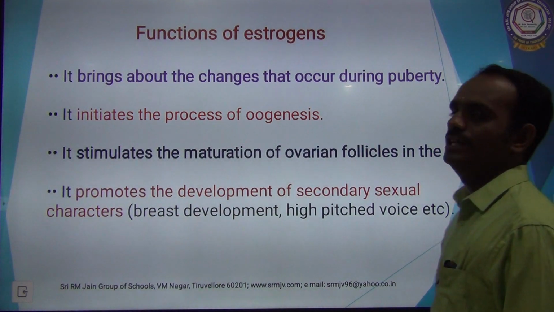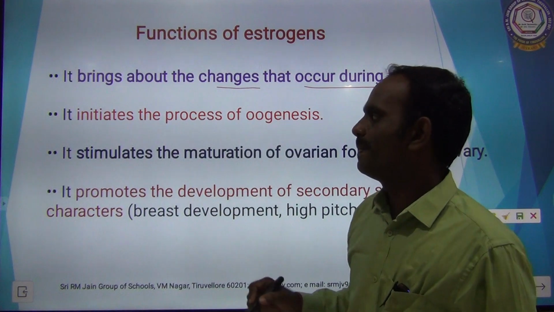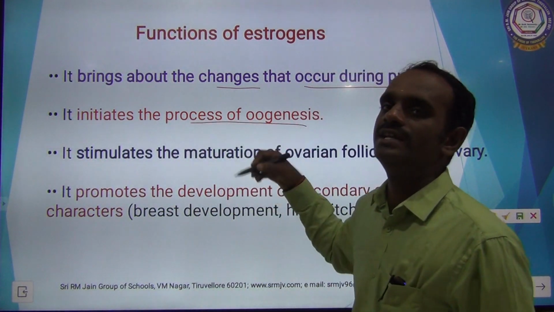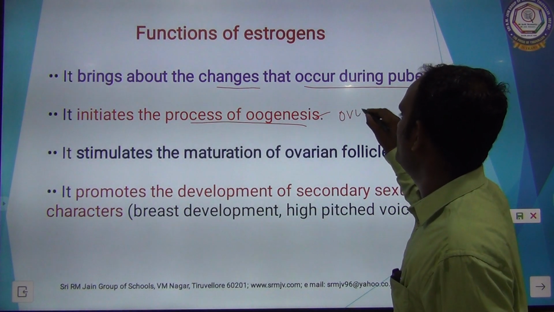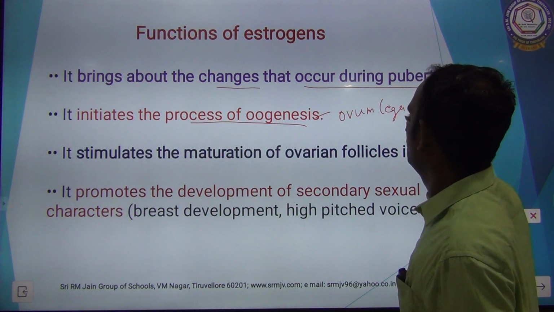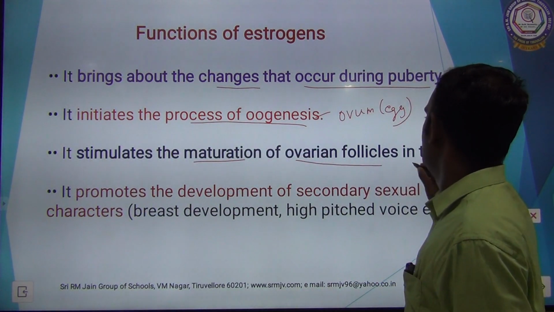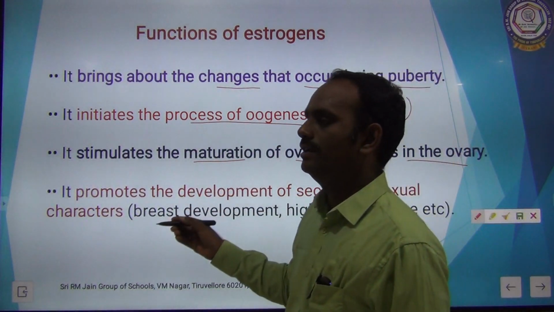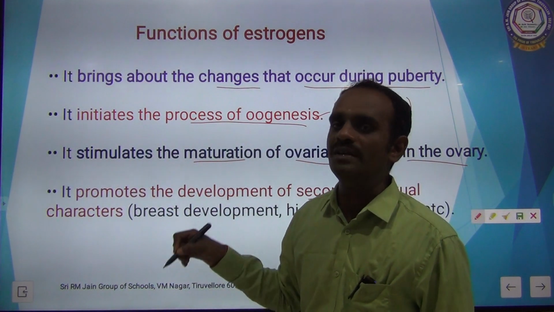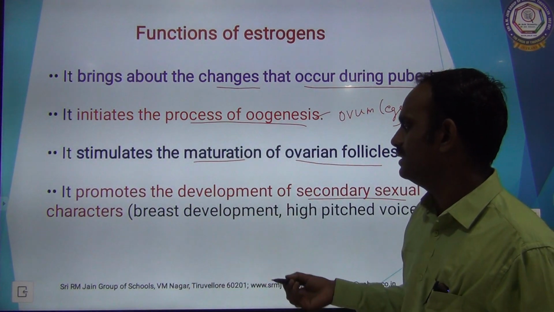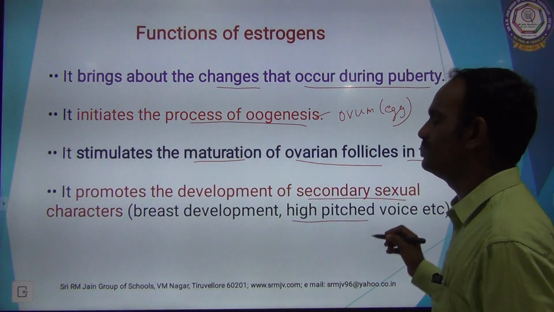Functions of estrogen. It brings about the changes that occur during puberty. It initiates the process of oogenesis. Oogenesis means formation of ovum. Ovum means egg. Okay. It stimulates the maturation of ovarian follicles in the ovary. Finally, fourth point, it promotes the development of secondary sexual characters in females. What is a secondary sexual character? The development of breasts, change of voice, high pitch voice, etc.